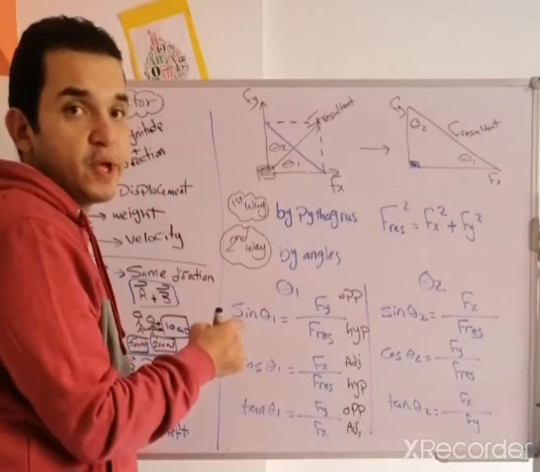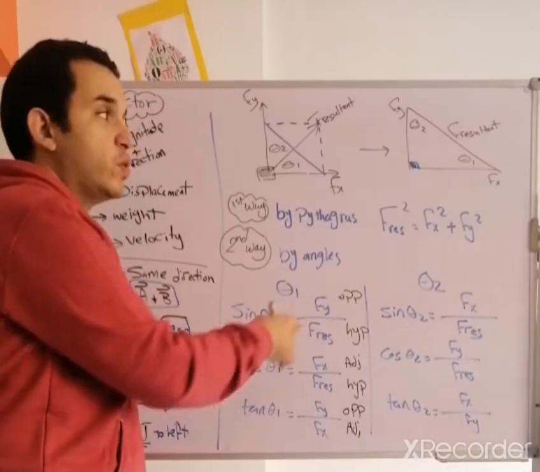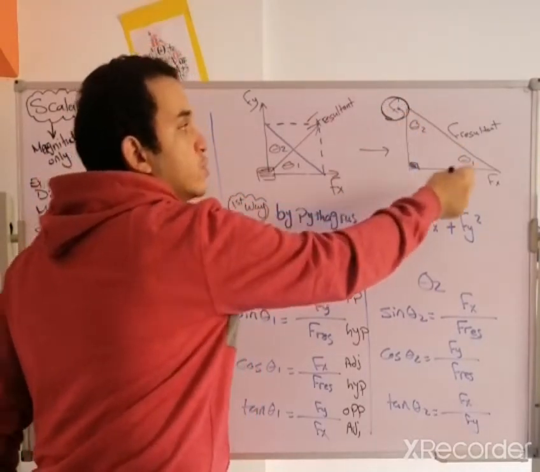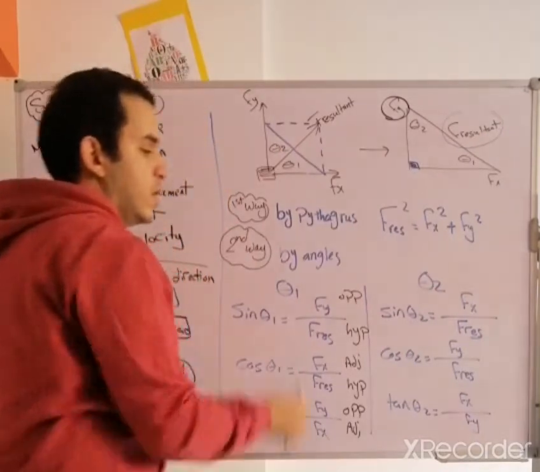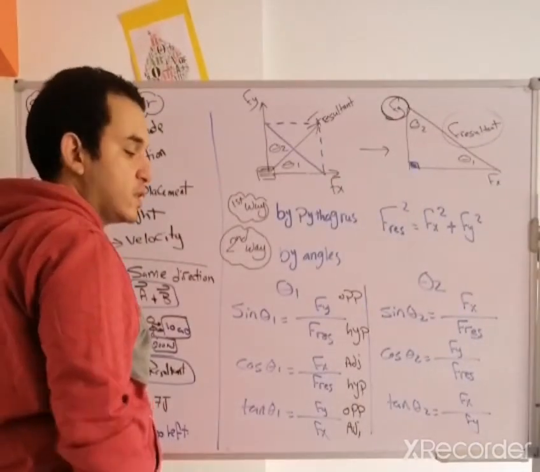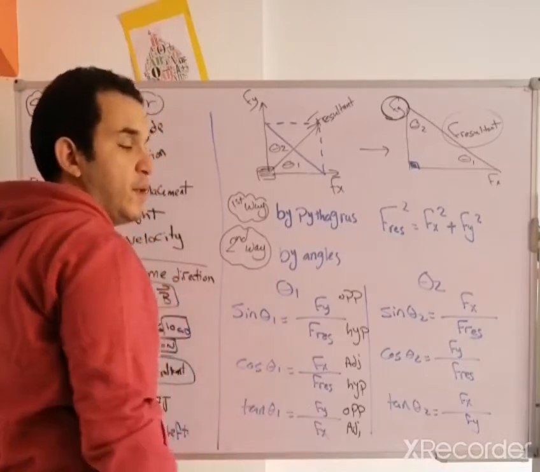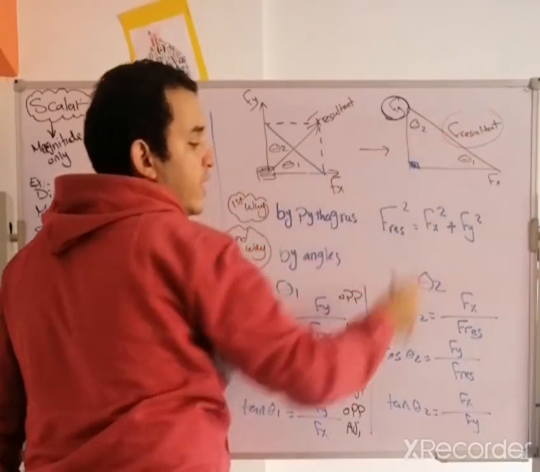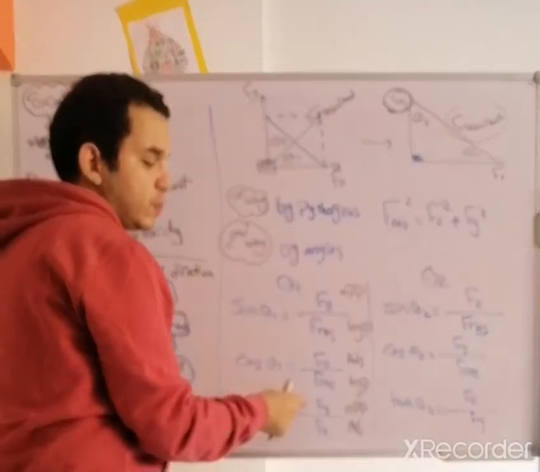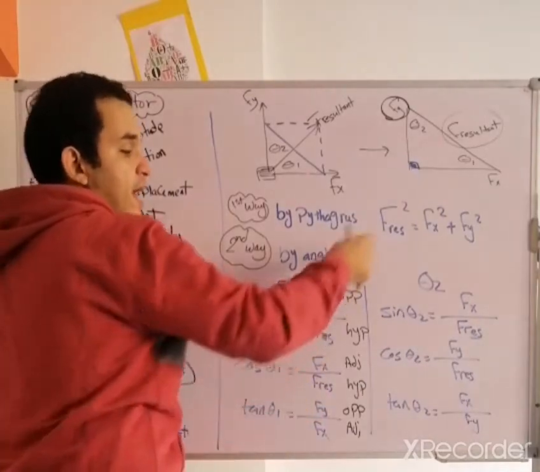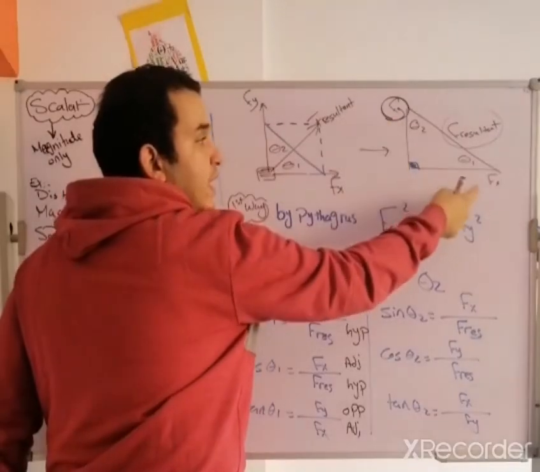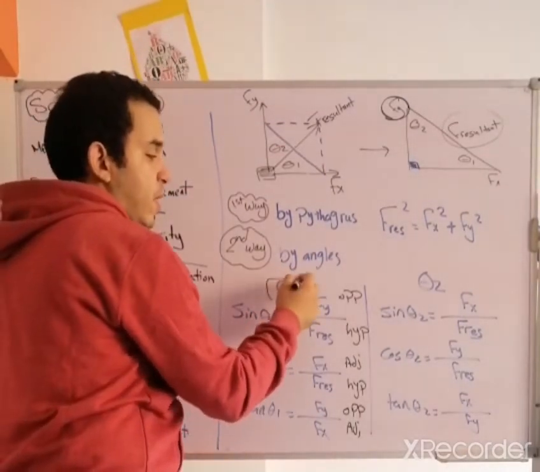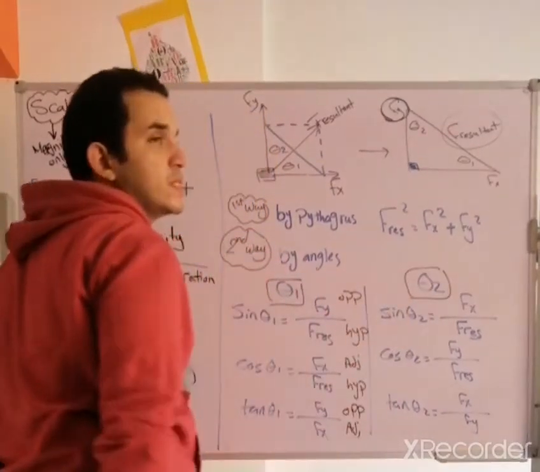So sine θ1 is the opposite, which is Fy, to the hypotenuse, which is F resultant. So it's a ratio between Fy and F resultant. Cosine θ is adjacent over hypotenuse, so cosine θ1 is the adjacent, which is Fx, to the resultant. Tan θ is the ratio between Fy and Fx, as tan θ is opposite to the adjacent, so Fy to Fx.